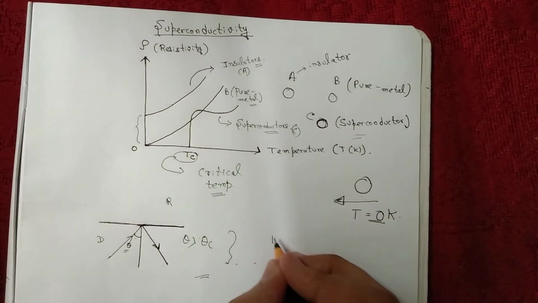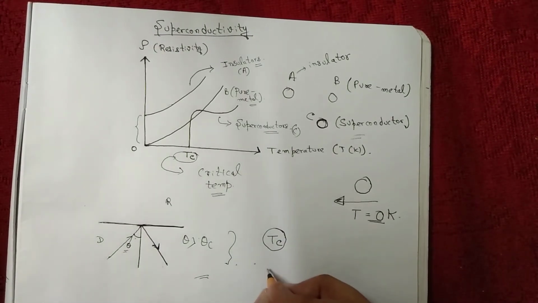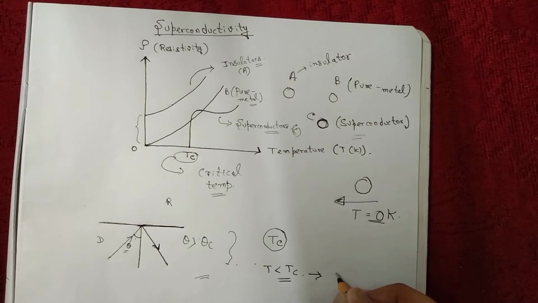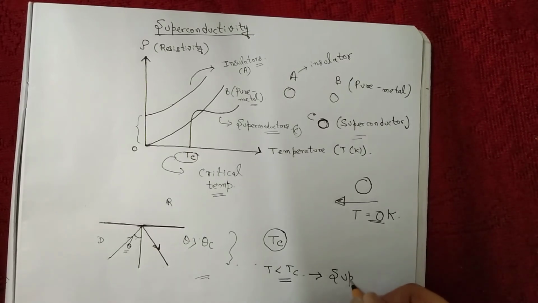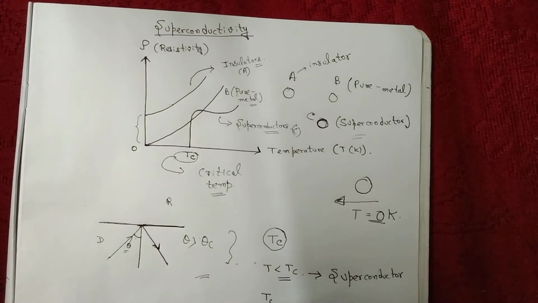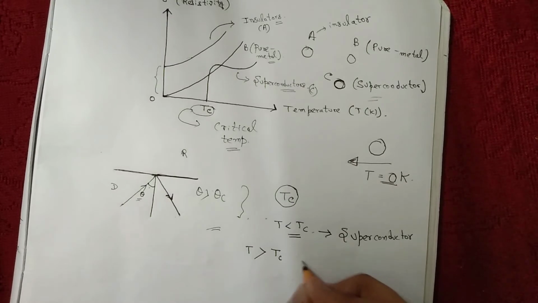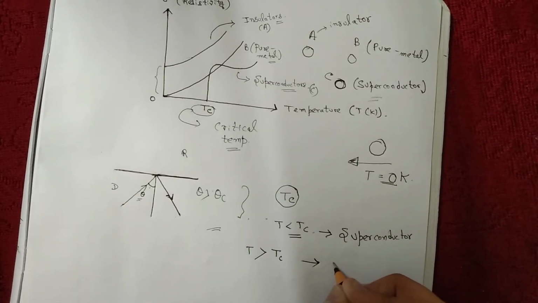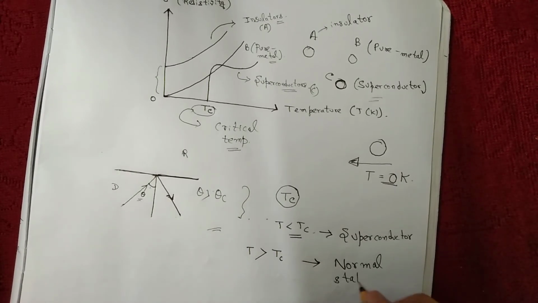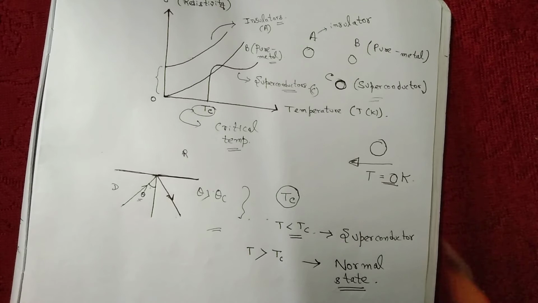Similarly, if the temperature is below Tc, the object will act like a superconductor, and if the temperature T is greater than Tc, it will come in its normal state. So this is the definition of superconductor.